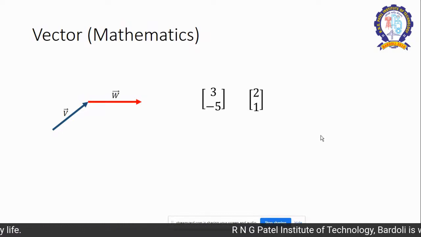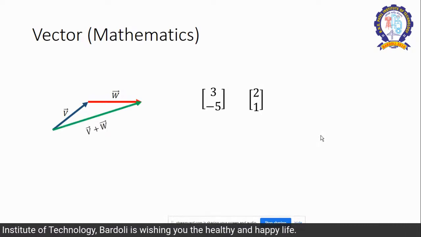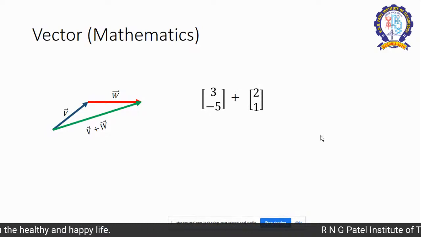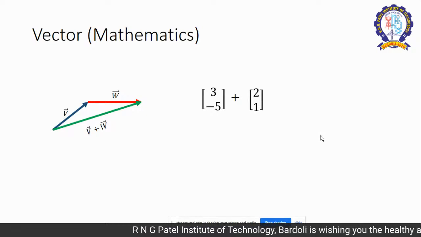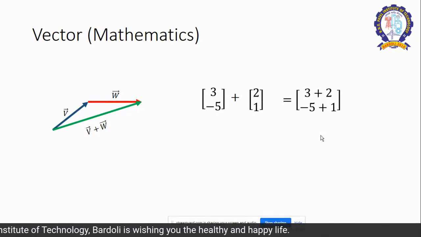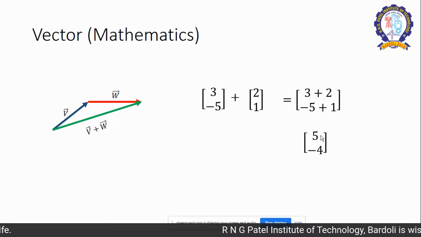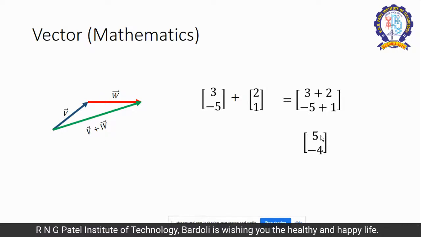Now whenever we do mathematics, we make use of operators. So we go with the operator V bar plus W bar. This is nothing but the addition of two vectors. So 3, minus 5 and 2, 1. With the addition, we get 3 plus 2, minus 5 plus 1, and it gives 5, minus 4. So addition, multiplication, subtraction, division are there for vectors, and that is related to mathematics.